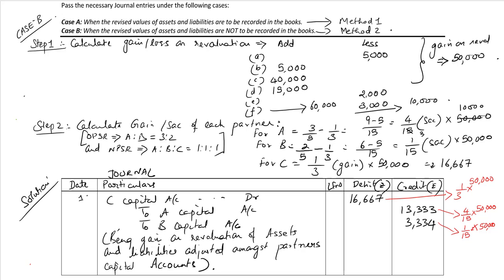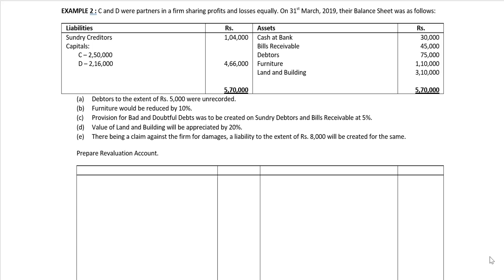Let's go to the second example. Example 2. C and D were partners in a firm sharing profits and losses equally. On 31st March 2019, the balance sheet was as follows. We have the balance sheet which is given to us as on 31st March 2019.